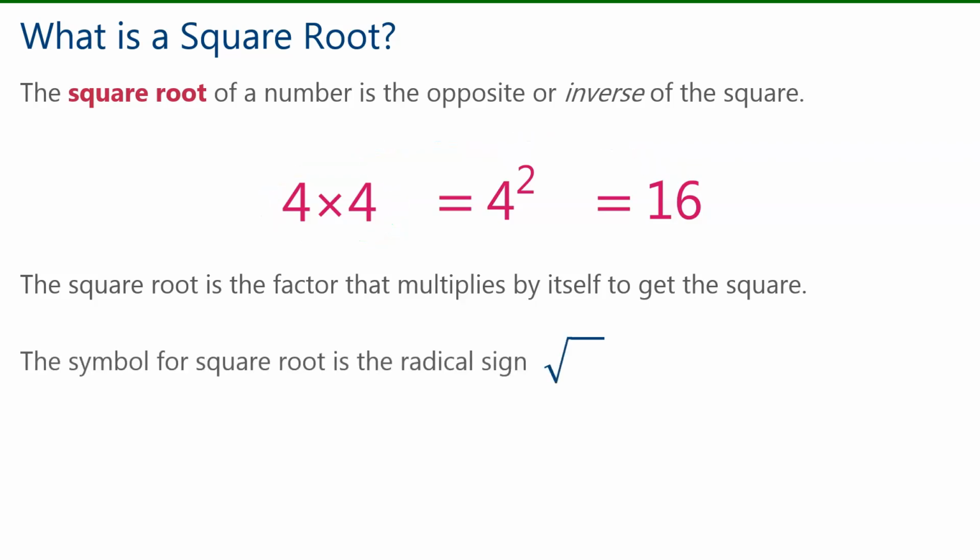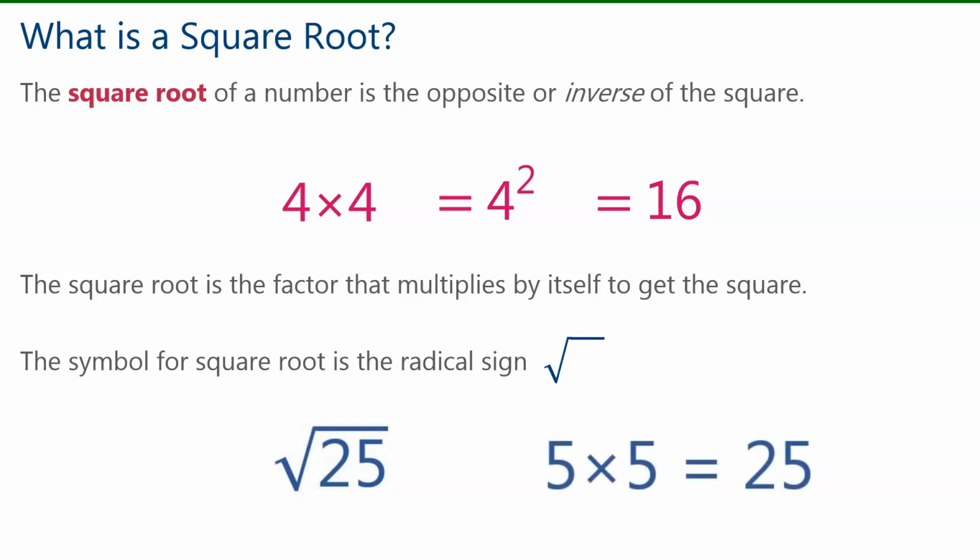The symbol for square root is the radical sign, as seen here. So square root of 25, when you see that radical sign over 25 like that, means find the square root, or the number that multiplies by itself to produce 25. 5 times 5 gives 25, so 5 would be the square root.